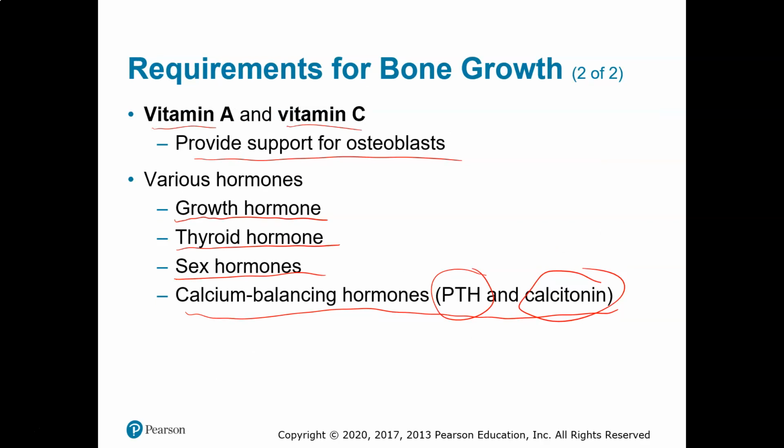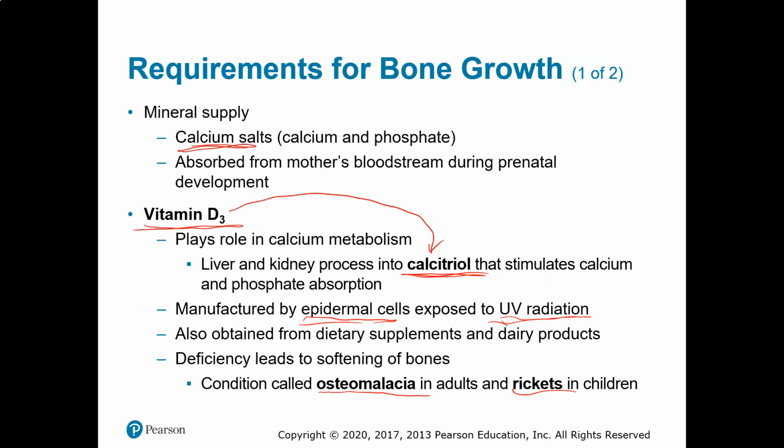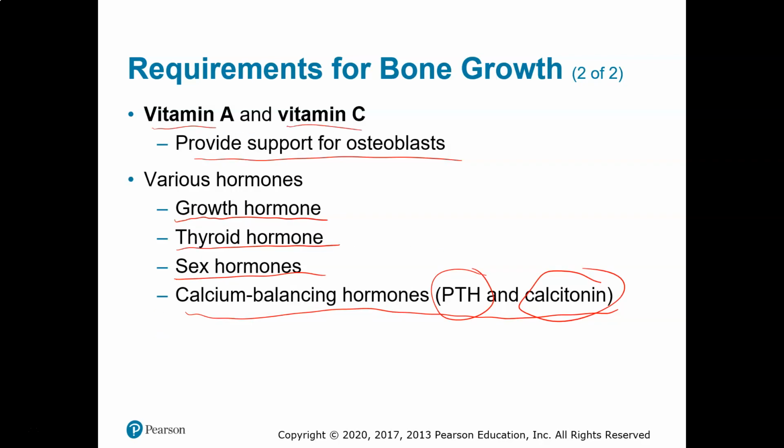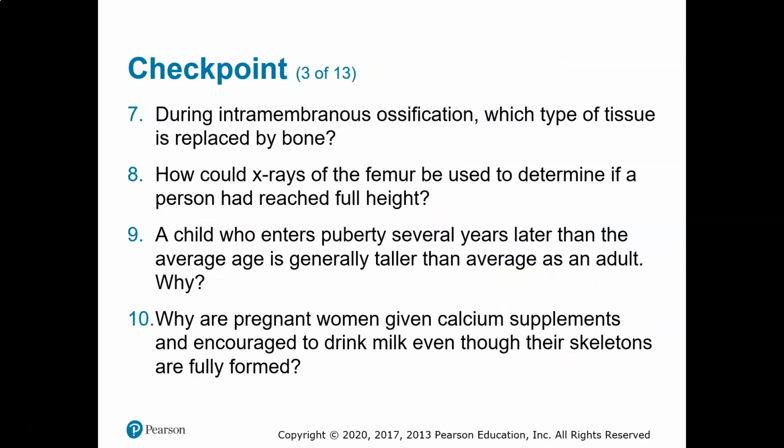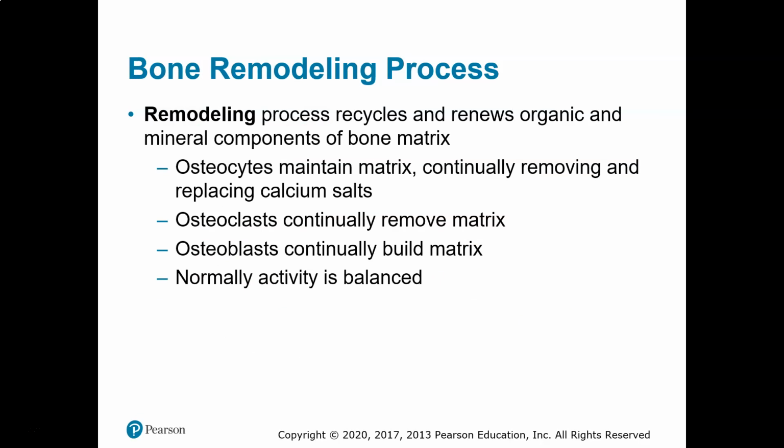Okay, so calcium balancing hormones. Parathyroid hormone works along with calcitriol in allowing your blood to absorb more calcium. So parathyroid hormone raises blood calcium levels, and calcitonin, which is produced by the thyroid gland, lowers blood calcium levels. Parathyroid hormone, produced by the parathyroid glands, raises calcium levels; calcitonin lowers calcium levels. All right, I'm just going to skip that.